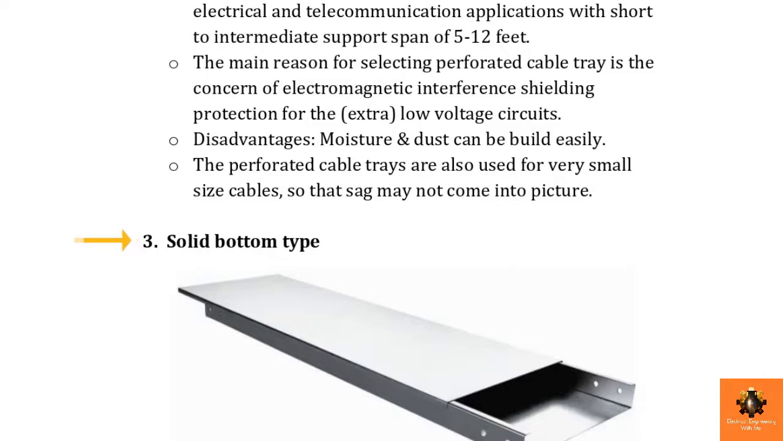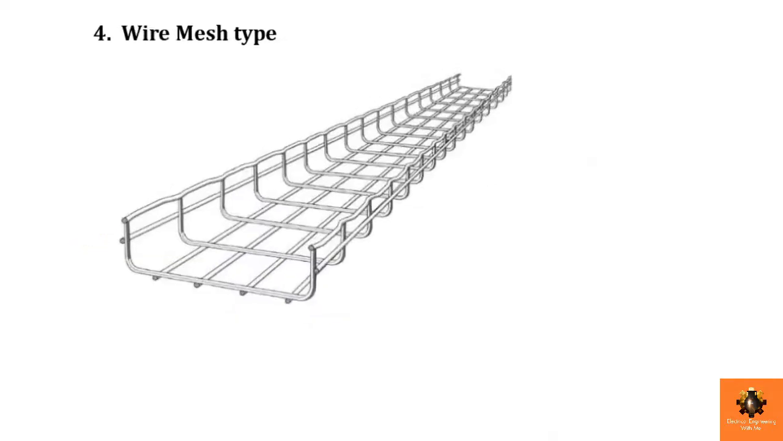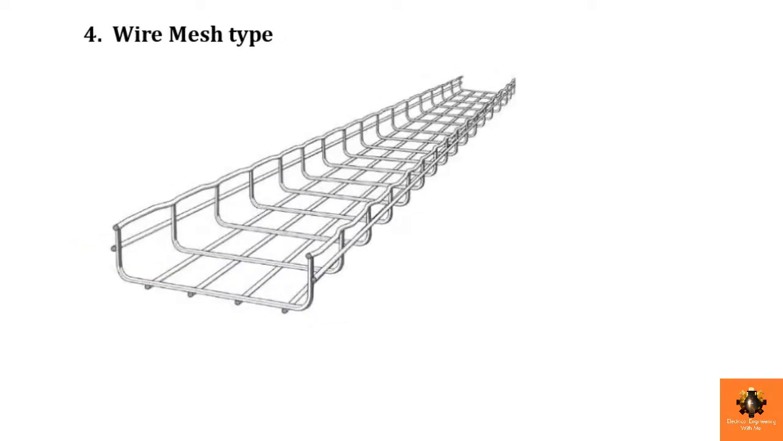If there are no breaks or holes in the completed installation, it will provide you a good degree of shielding. Clear? As compared to the perforated type, it provides better shielding against electromagnetic interference. So this is the solid bottom type cable tray. Now after the solid bottom cable tray, next we have the wire mesh cable tray.